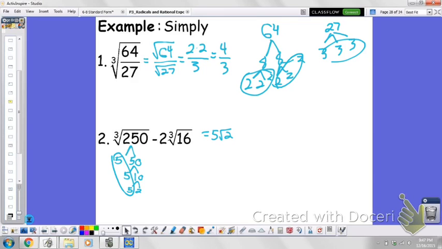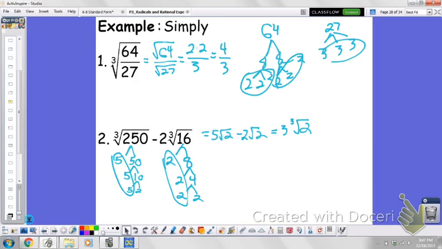And then we also need to split up the 16, which is 2 times 8, and then 8 is 2 times 4, and then 2 times 2. There's a set of 2's, so that'll give me minus 2 root 2, which then is equal to 3 times the cube root of 2.